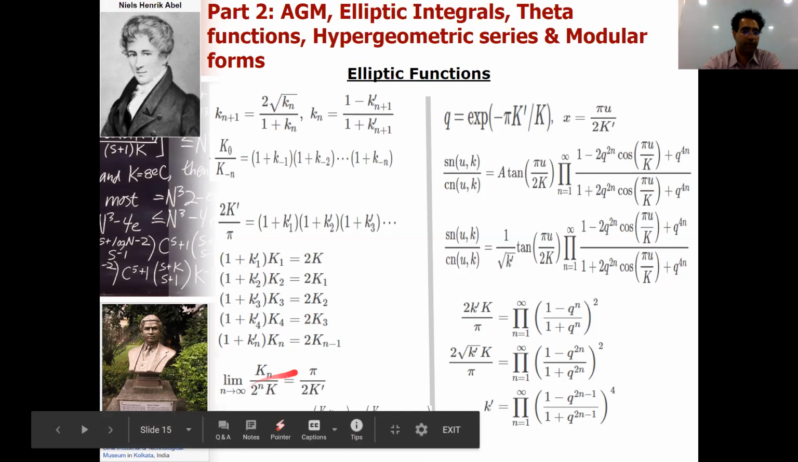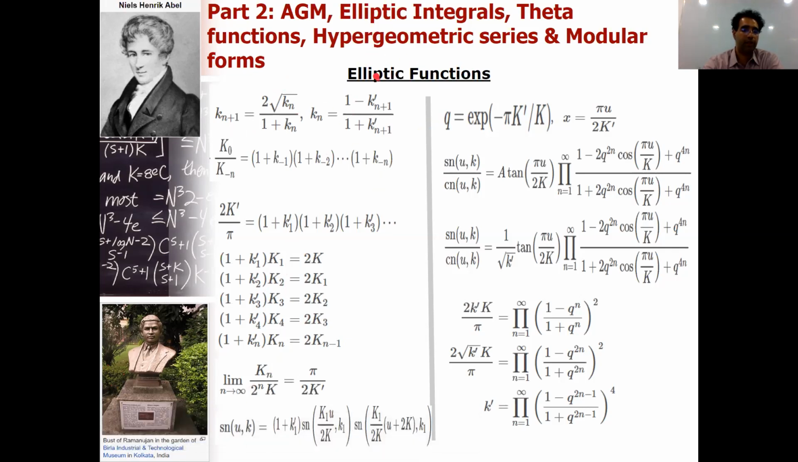And then as n tends to infinity, you get this, where limit n tends to infinity, you get it as pi by 2k dash. So at this point, you define something called q. You express this as e power minus k dash by k. Here k dash is the elliptic integral involving modulus of small k dash, and then capital K is the elliptic integral of first kind with modulus as small k.